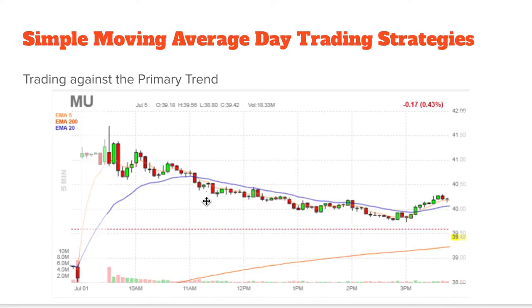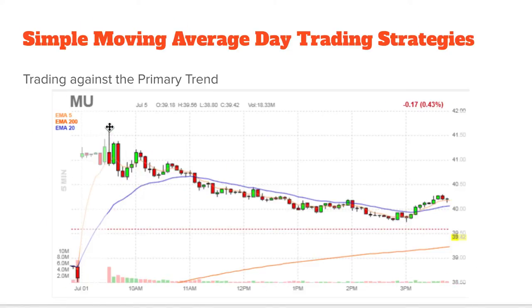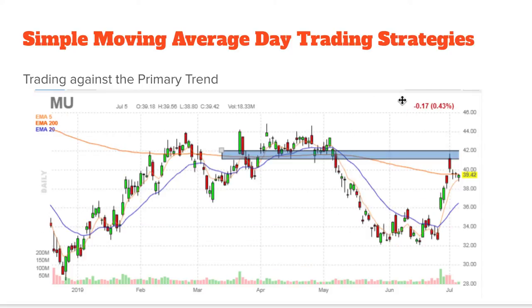Trading against the primary trend, looking at MU. With MU, you see the stock is actually gapping up, went from 38 to 41 bucks, right? It had this push down, pull up, push down, pull up, and then it just faded down, right? So once again, even though the stock is above the trend, you want to take a look at the bigger picture.